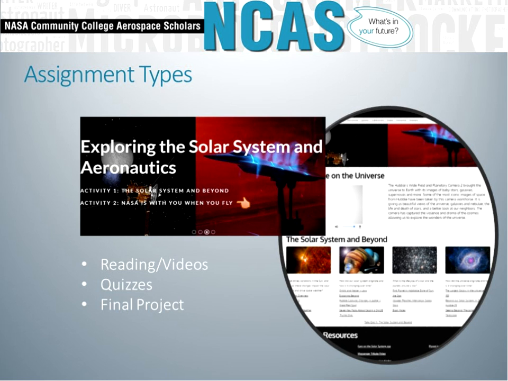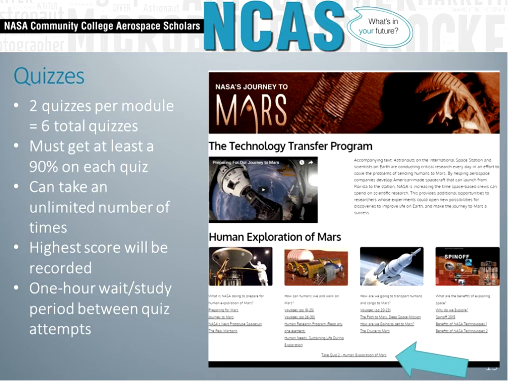And then the final project. Let me see, there's a breakdown here next. I'll tell you about the final project in a minute. Here's the quizzes component again, though. 2 quizzes per module, 6 quizzes total. You have to get at least a 90% on each quiz, because that means that you've met mastery. Once you've met mastery, you can go on to the next quiz. You can take it an unlimited amount of times. The highest score is the one that's recorded, so if you make a score that you're not so proud of, don't fret. And then again, the 1-hour wait study time period between the quiz attempts.